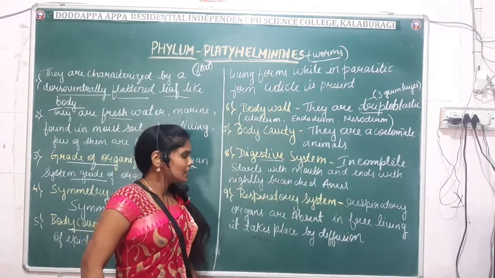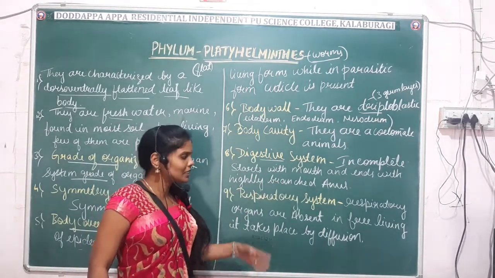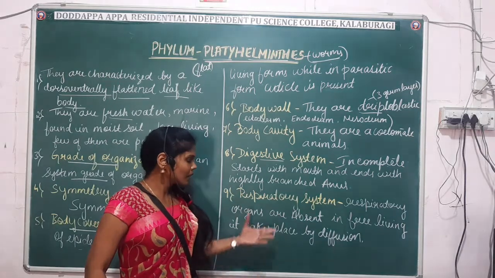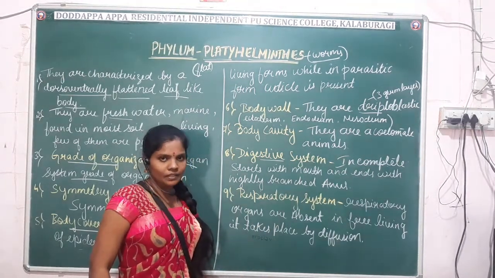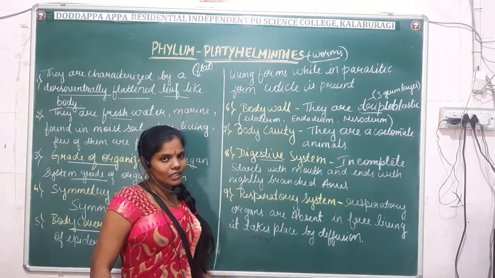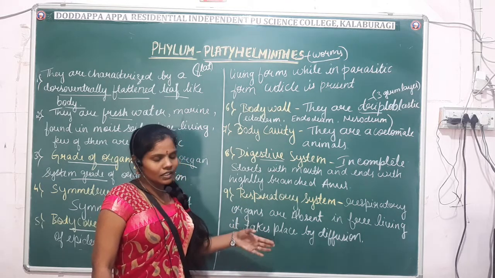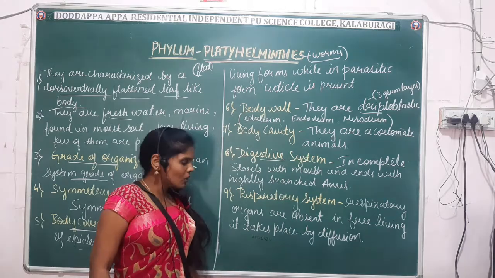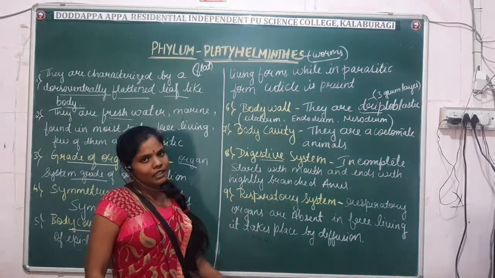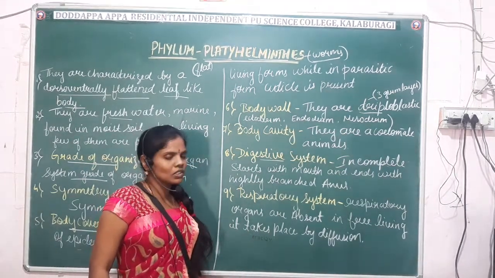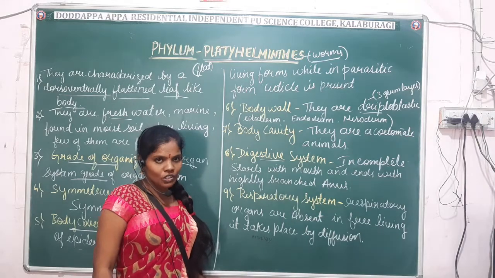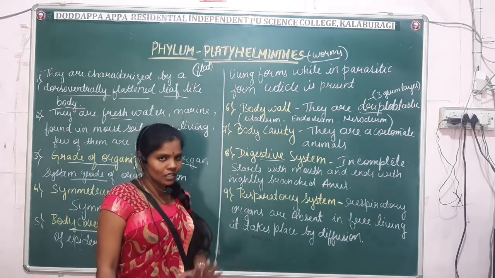Next comes the respiratory system. It is by a simple method generally. Respiratory organs are absent. They don't have any well specialized respiratory organs, but instead, generally in the free living form, respiration takes place by the simple method, that is diffusion. Okay, so these are some of the characteristic features.